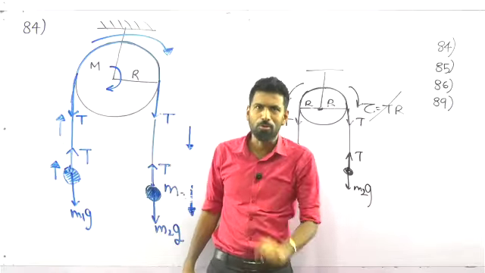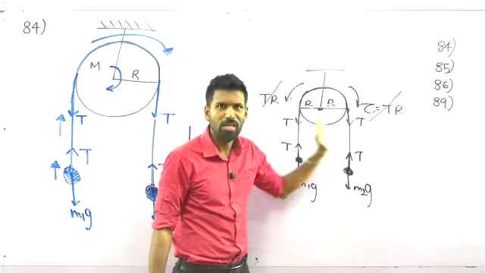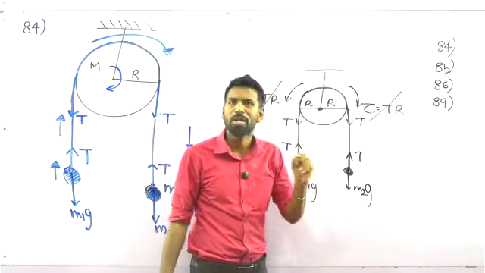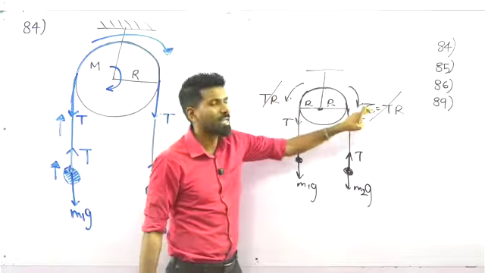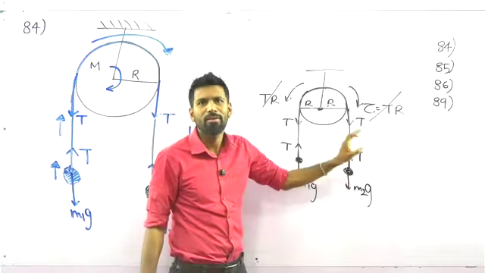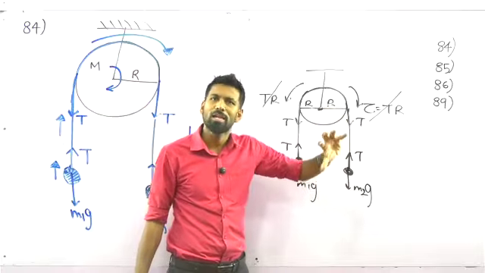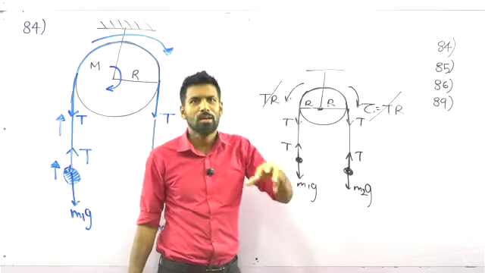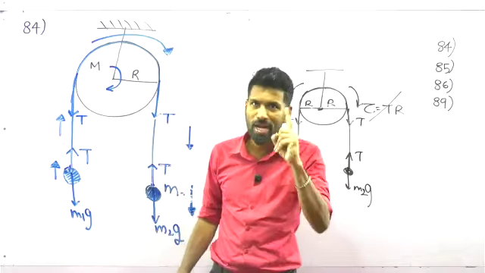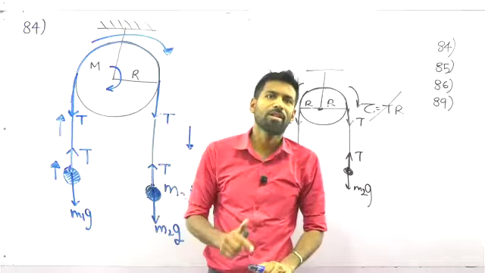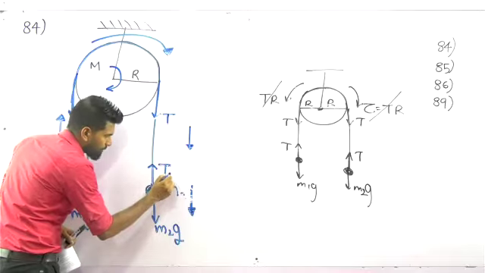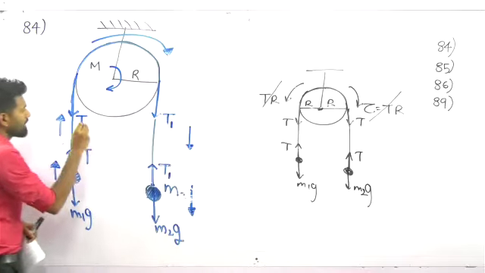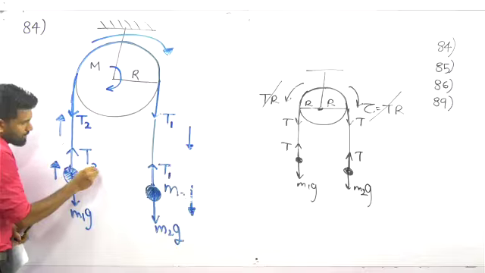So what do we need to do? We can't keep the tensions equal. If the tensions are kept equal, what will happen? They will cancel out the moments and the rotation will automatically stop. But in the real case the rotation is present. So let's differentiate the tensions. Here it's T1, and here it's T2.